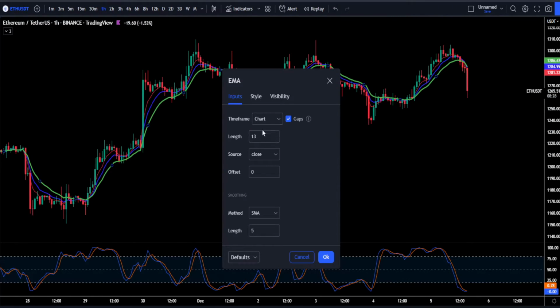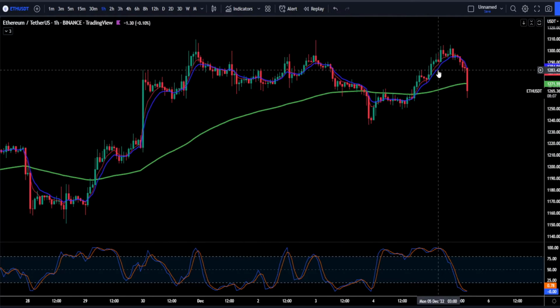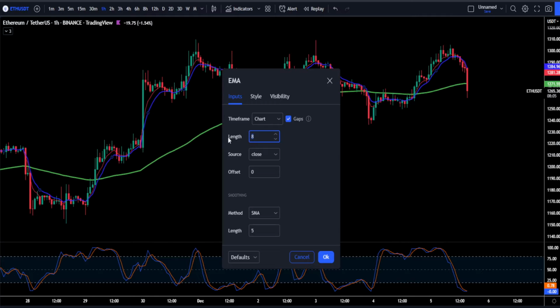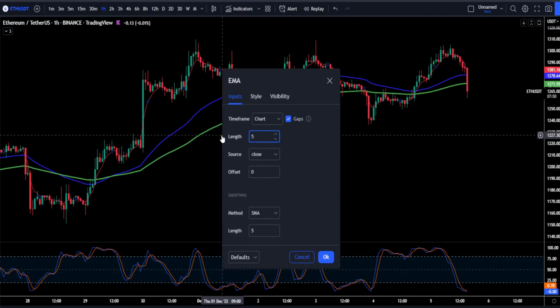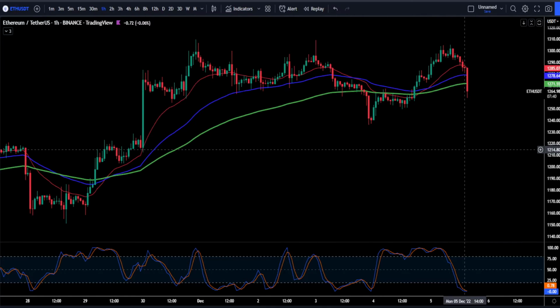The next step will be to change the lengths of these moving averages. So first, let's replace the 13 EMA with a 100 EMA. We'll be changing our 8 EMA to a 50 EMA, and then we will be changing our 5 EMA to our 20 EMA. Now that we have the setup ready, let's learn our trading rules.